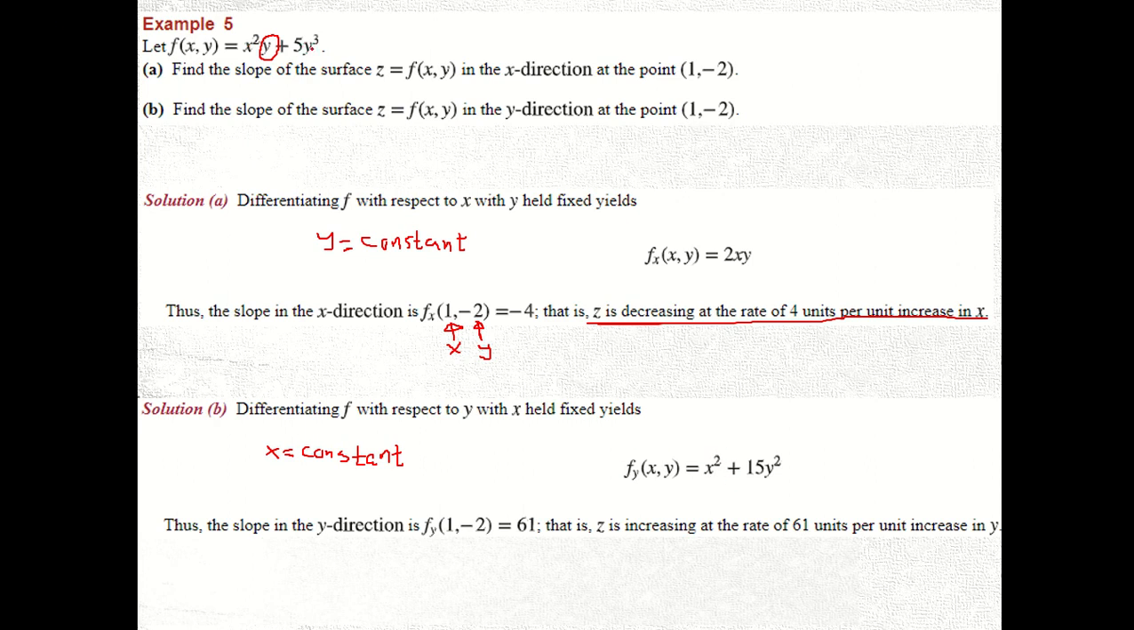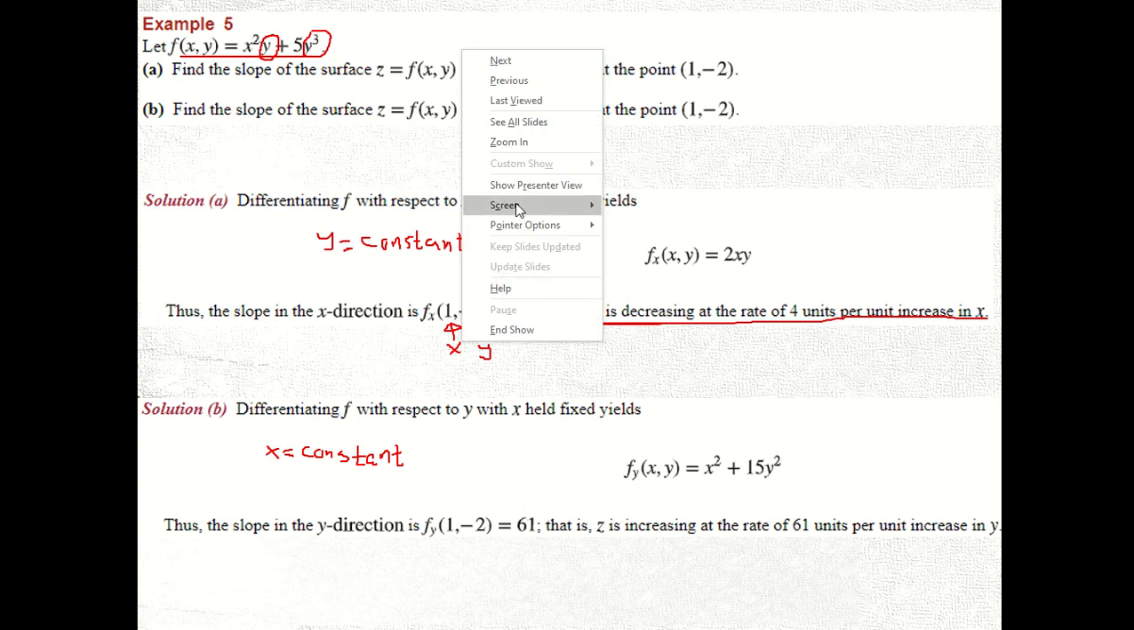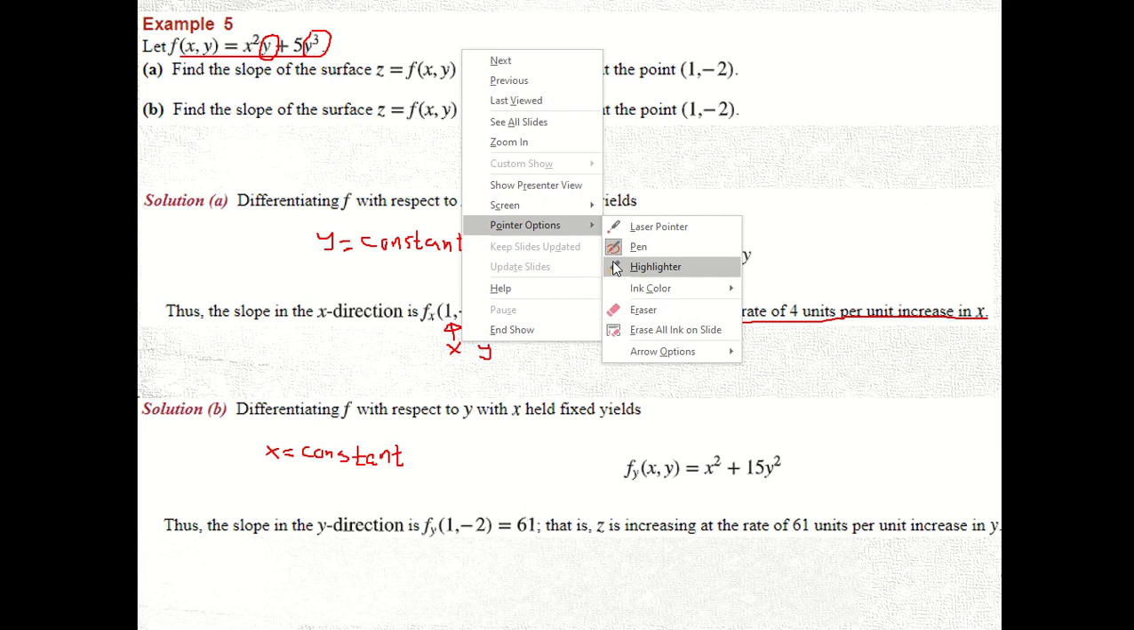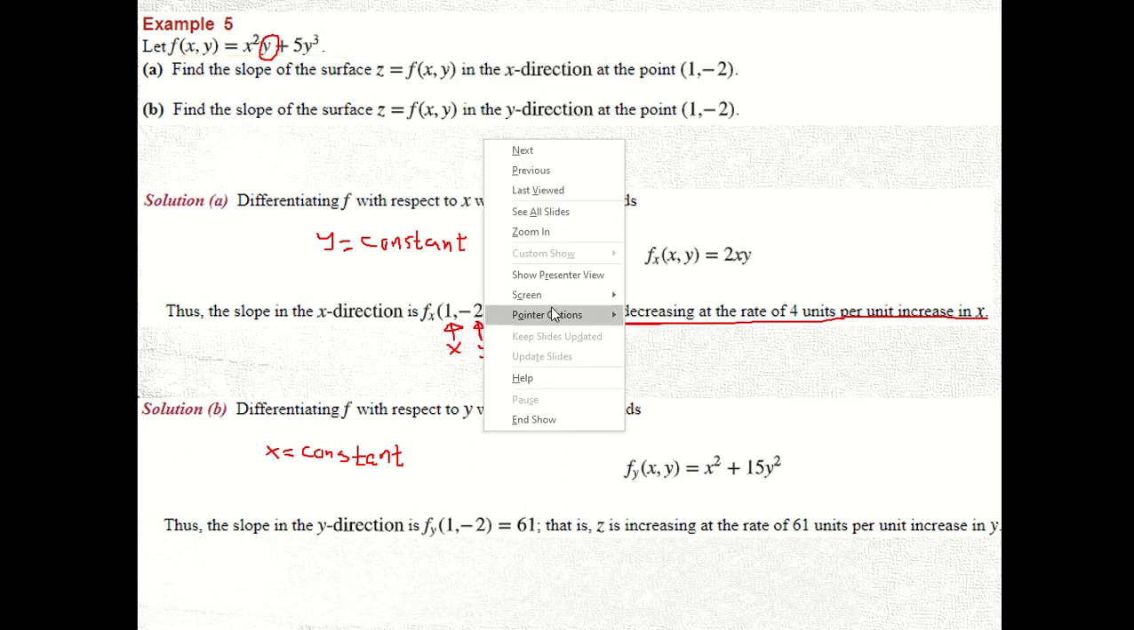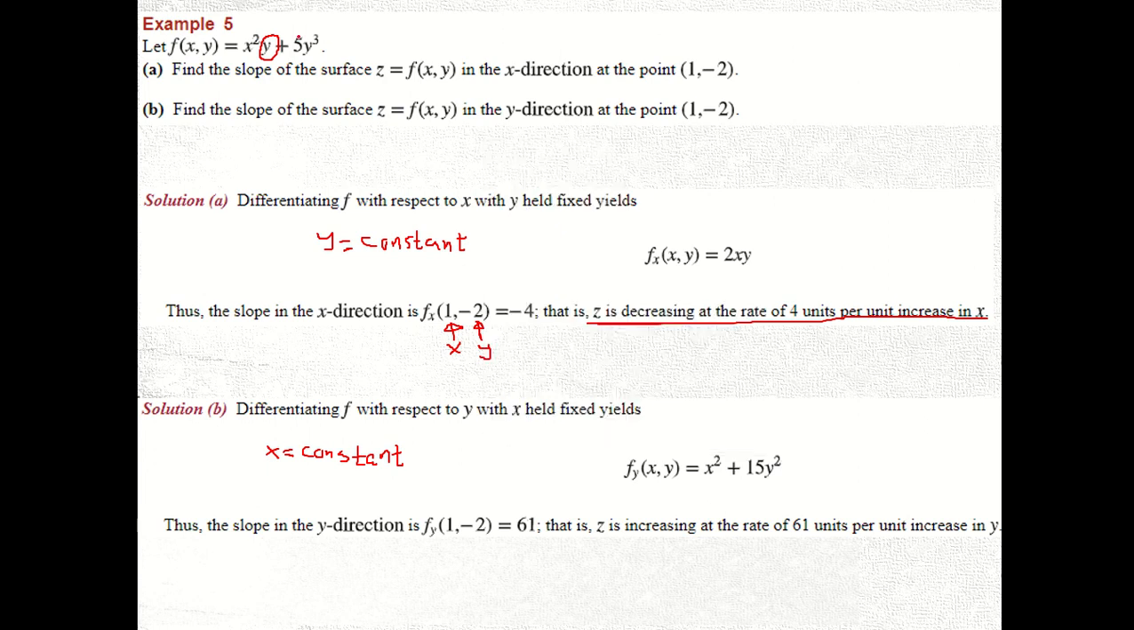Then for the second term, 5 is constant, and we are differentiating the part of the function with respect to y. We will apply the power rule. So what is the derivative of y cubed? Using the power rule, this becomes 3y squared, then multiplied by 5, so 3 times 5 is 15. That's why we have here 15y squared.